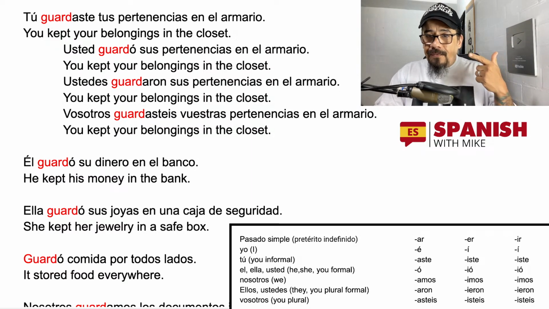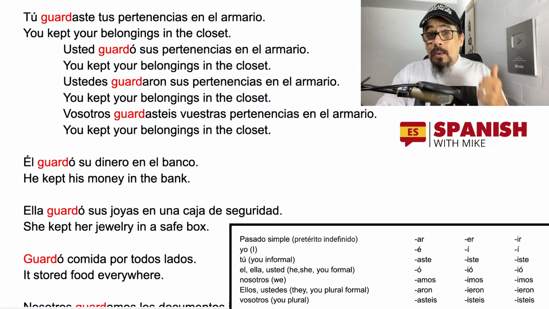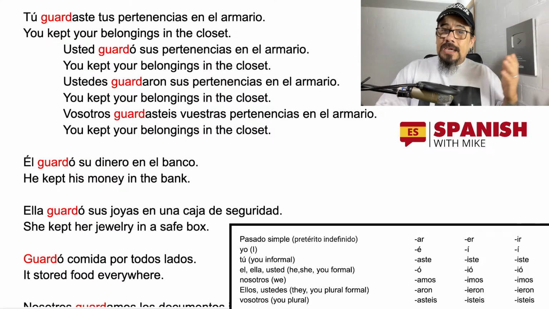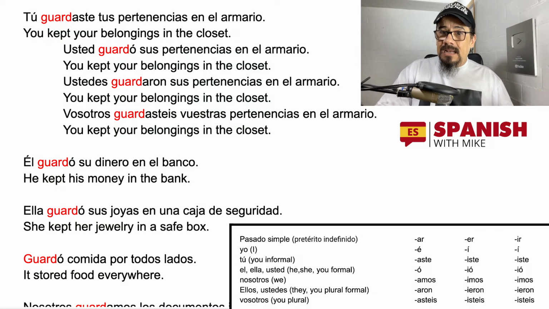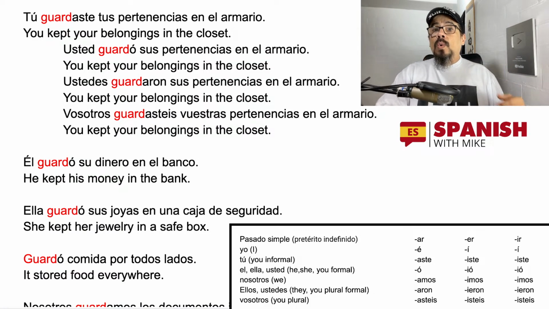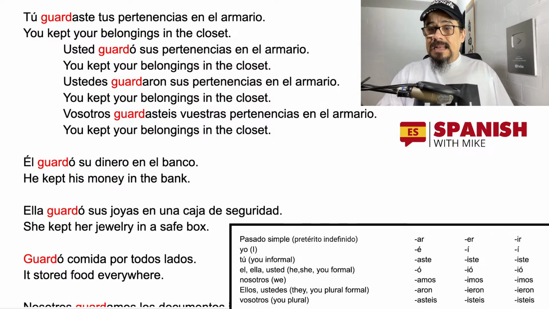Singular, formal, let's start all over again. I'm sorry. Tú guardaste tus pertenencias en el armario. You kept your belongings in the closet. Singular, informal, close relationships. Usted guardó sus pertenencias en el armario. Singular, formal. Ustedes guardaron sus pertenencias en el armario. Plural. Vosotros guardasteis vuestras pertenencias en el armario.